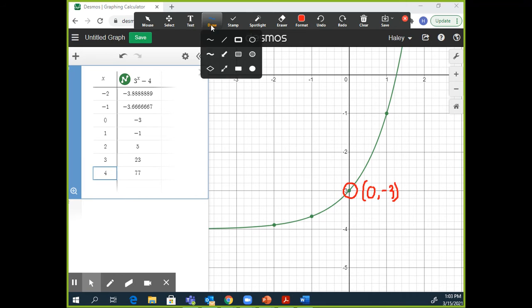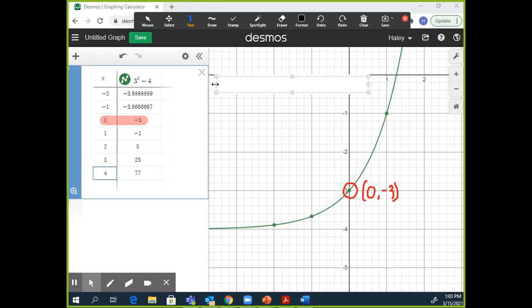You could also look in the table. You're also going to look where the x value is 0 in this table. So if I'm in my x column, my x is 0, and when the x is 0, the y value is negative 3. All right, so we know that our y-intercept is at 0, negative 3.